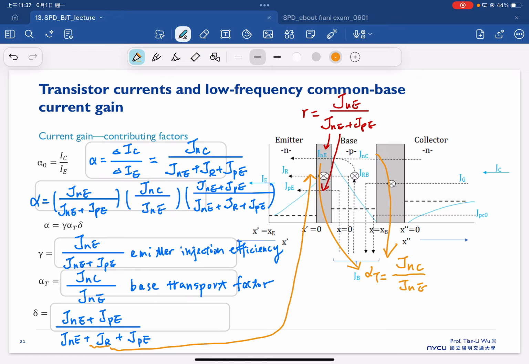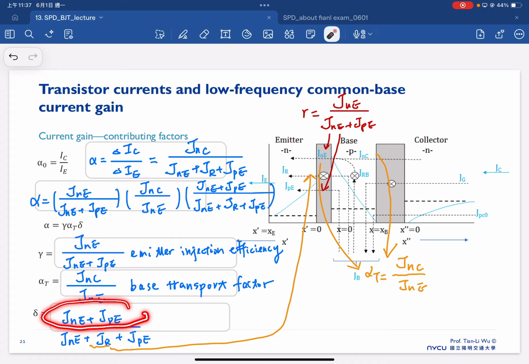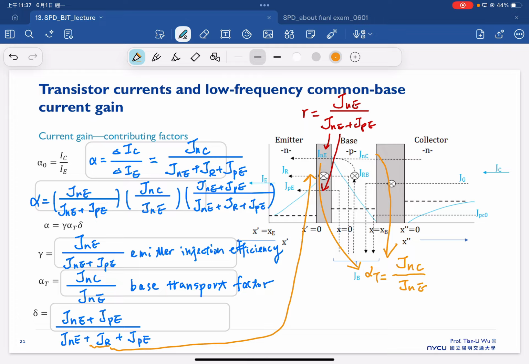So this is a term to describe that you have the total JNE plus JPE, but now we also consider the ratio between the overall, which we are considering as a recombination. So therefore we call this the recombination factor. We are interested in how much the recombination is contributing.